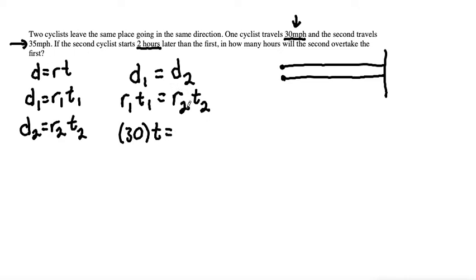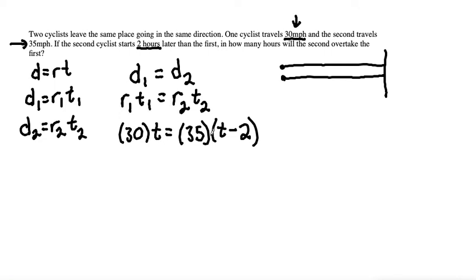Now, to substitute for R2, we have that the second cyclist is traveling 35 miles per hour. So I'm going to substitute 35 for R2, because that's how fast the second cyclist is traveling. And for time 2, it tells us that the second cyclist starts 2 hours later than the first. So whatever time the first cyclist traveled, which we represented as T, we can subtract 2 from that, and that will give us the amount of time that the second cyclist has traveled, since they started 2 hours later.